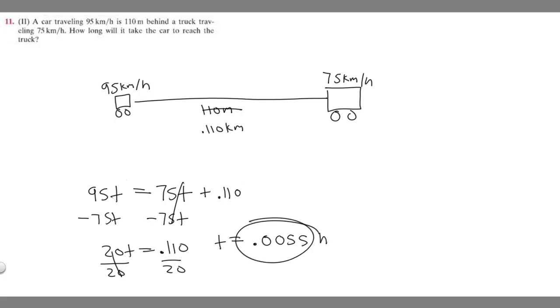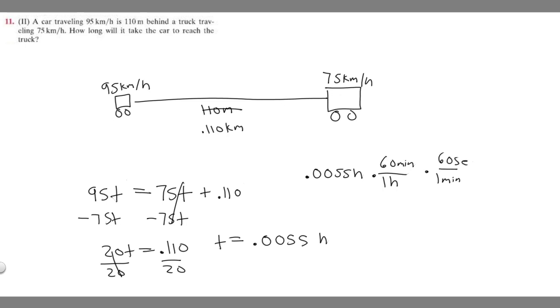This is kind of a weird number, so I'm going to convert it into seconds because it's pretty small. We know 0.0055 is in hours, and we want to convert it to seconds. So 1 hour is 60 minutes, and there are 60 seconds in 1 minute. Essentially, you see that these cancel. If we just take our number, multiply by 60, and then multiply by 60 again, we're going to get our answer. So 0.0055, and 60 times 60 is the same thing as 3600. So we just multiply by 3600, and if you go ahead and do that, you should get 19.8.